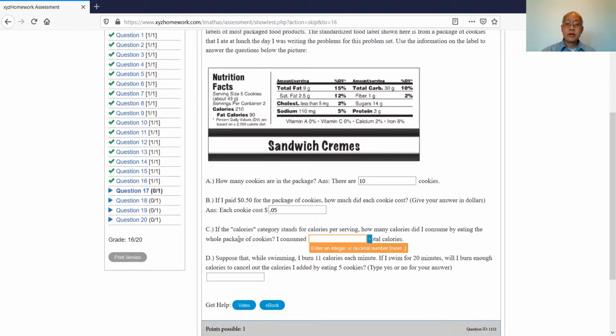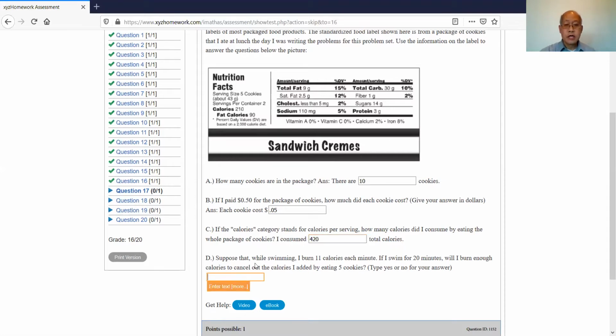Okay, then C. The calories is calories per serving. How many calories did I consume by eating the whole package of cookies? Well, let's see. You see here it's 210. Okay, so 210 calories per serving. And if I eat the whole package, that's 2 servings. So it's 210 times 2, which I come out to be 420. So 420.